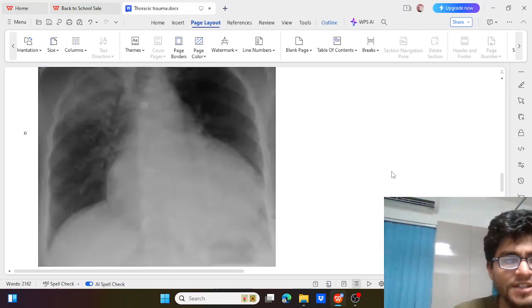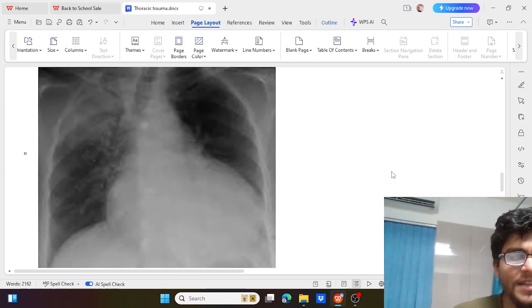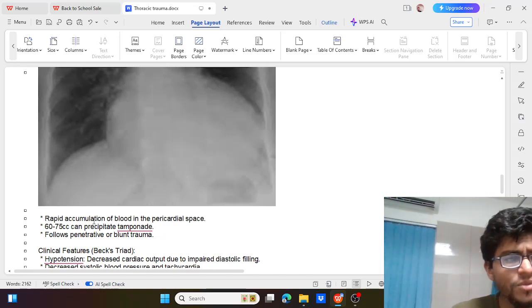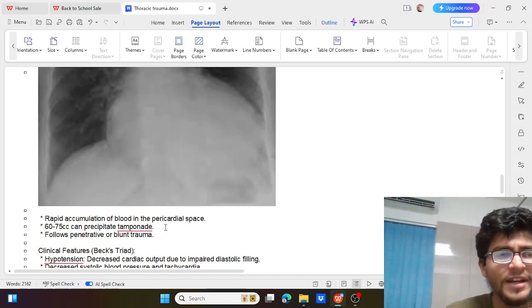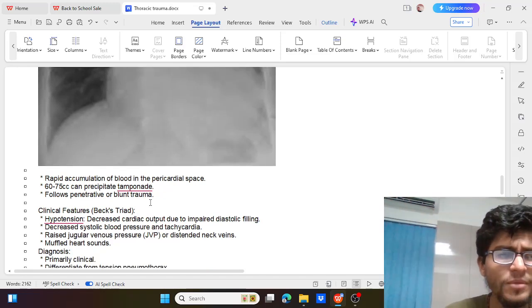Cardiac tamponade. So what is cardiac tamponade? As seen in the diagram, there are enlarged heart borders. There will be fluid or blood in the pericardial space, a sudden, rapid accumulation, most probably of blood. Even 60 to 70 cc of blood can cause pericardial tamponade, and it is generally due to trauma, commonly penetrating or even blunt trauma.